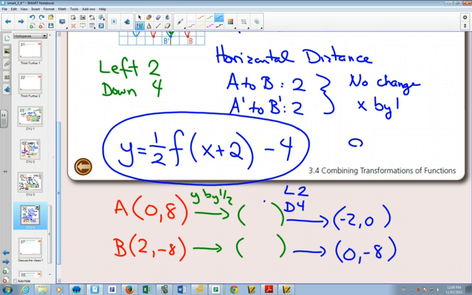Question number 9 is the one you can do for homework.